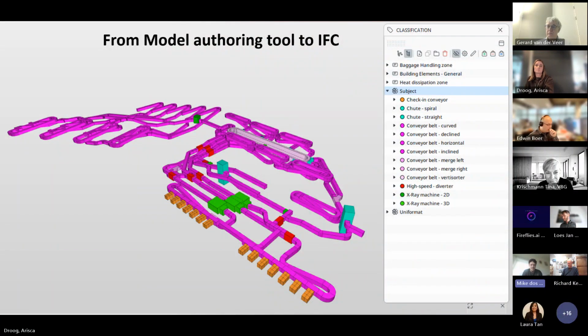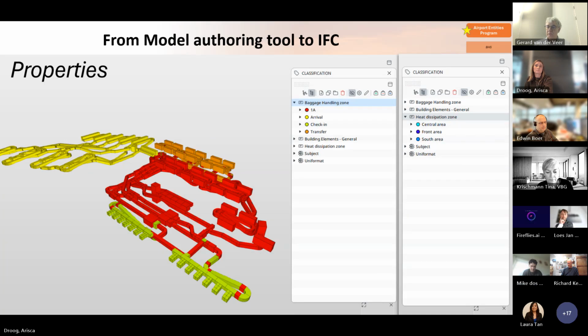The result, this is in Solibri, is an IFC model created from the Revit model you just saw. It now contains standardized information. So if you look at the subject, you see on the right side, always the same naming. If you go to the next slide. Also the properties and even the zoning of objects is now standardized in a way. It's in the model, and you can make use of it.